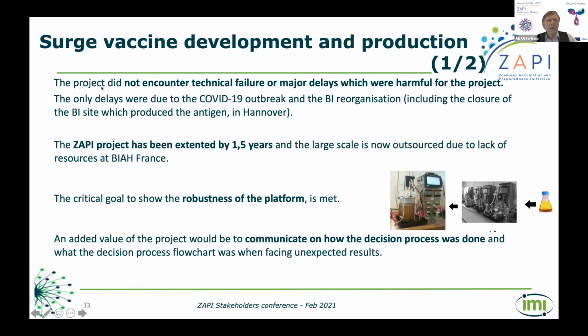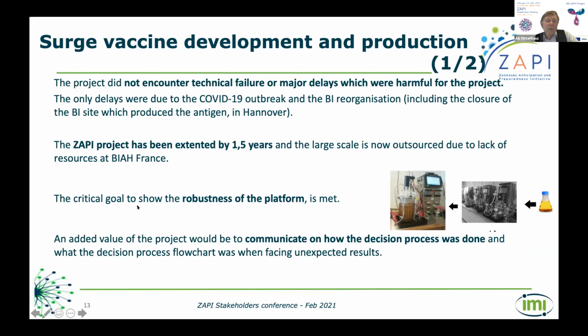let's say the project did not encounter any technical failures or major delays which were harmful to the project as it is. There's no project that will go from 0 to 100 without any hiccups. And the only delays that were encountered were due to the COVID-19 outbreak, the pandemic, and also a reorganization in Bergen that happened during the project. And so that caused the project to be extended by 1.5 years. But I think if we look at the overall result, there was no harm done.